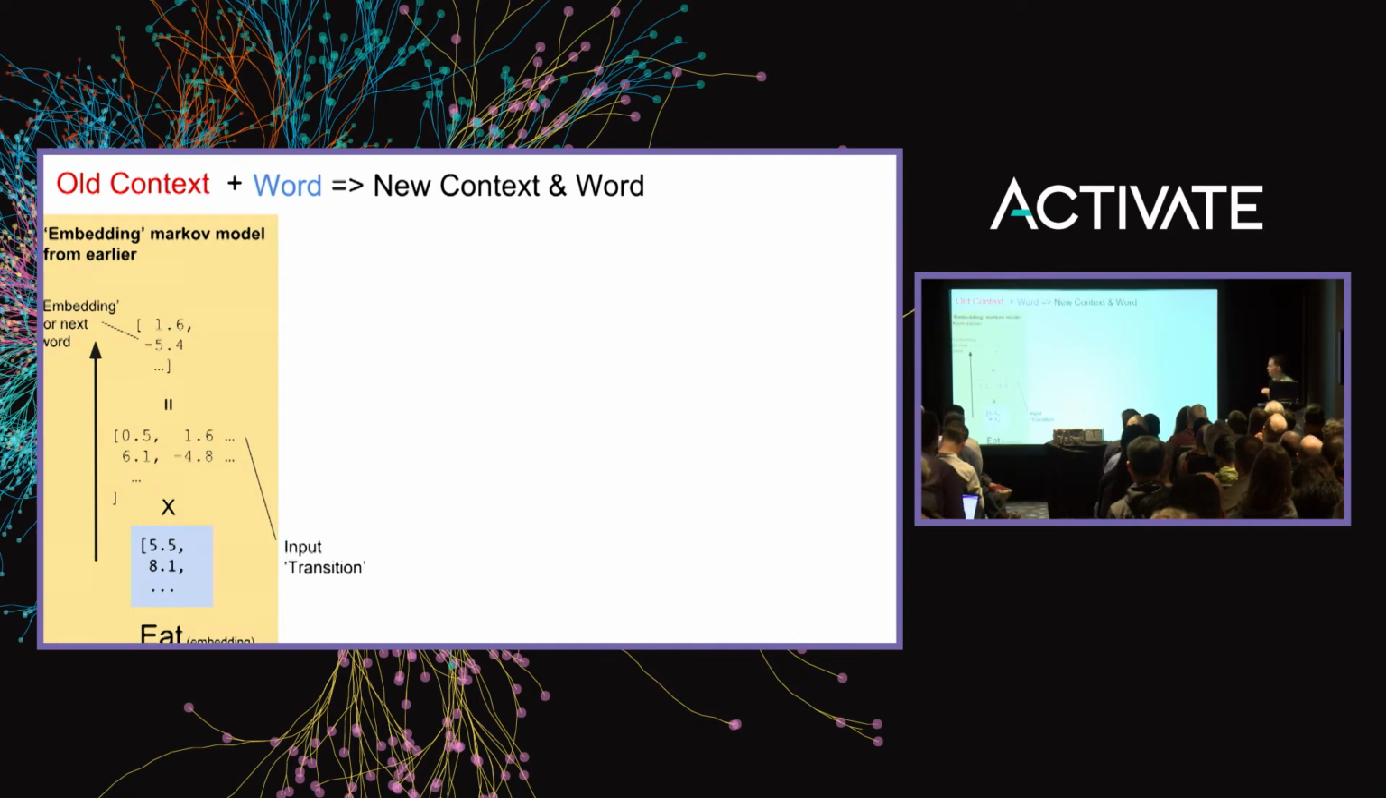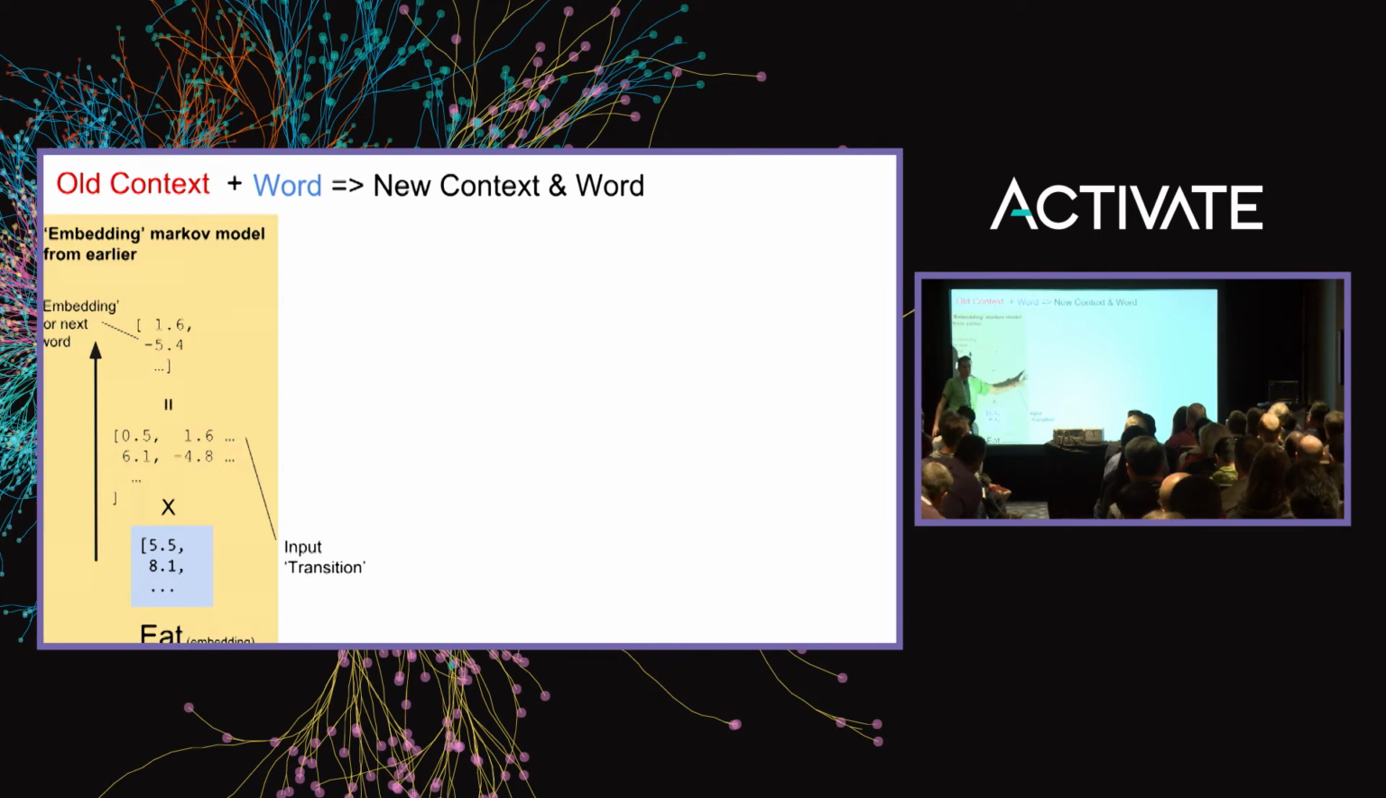So remember the stuff we did before. We had our eat embedding. That's just this vector down here. Sorry, people in the back, this is a very vertical slide. We multiply it in this transition matrix, and we get the embedding for the next word.